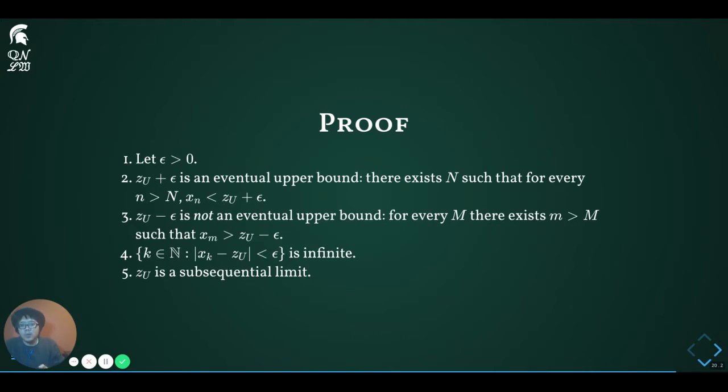Combining steps 2 and 3, we see that there are infinitely many terms of the sequence with index bigger than capital N, such that the term is both less than z sub u plus epsilon and greater than z sub u minus epsilon. This means that there must be infinitely many terms of the sequence that are within epsilon distance of z sub u, showing that it must be a subsequential limit. The key to this proof is in step 4, where we combine steps 2 and 3. You may wish to pause the video for a moment to think through how it works.